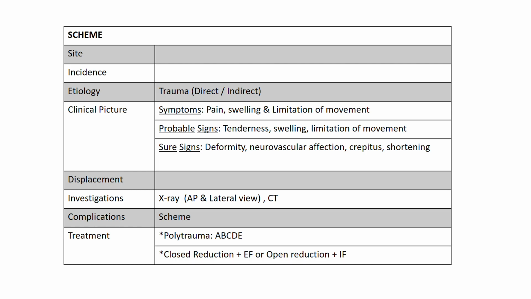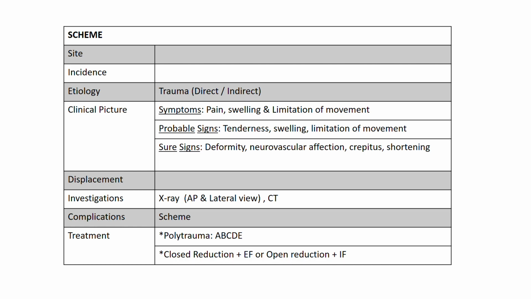However, we have three short signs of fracture as deformity, neurovascular affection, crepitus, and bone shortening. For example, the right hand will be shorter than the left hand. We will also talk about the displacement, and the basic investigation is usually X-ray, anteroposterior and lateral view, and for some certain indications we will order a CT.